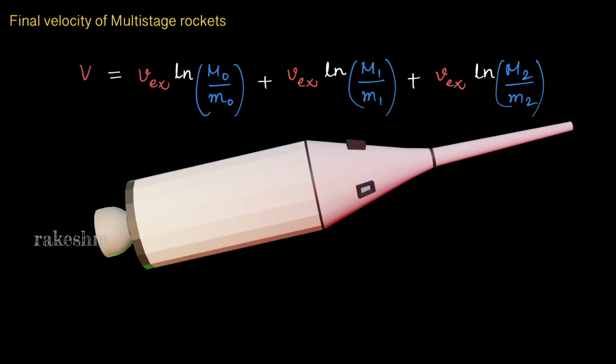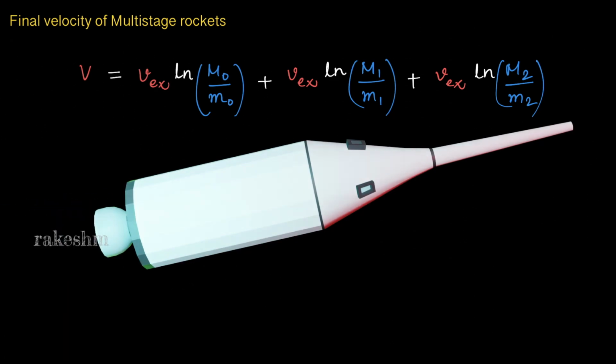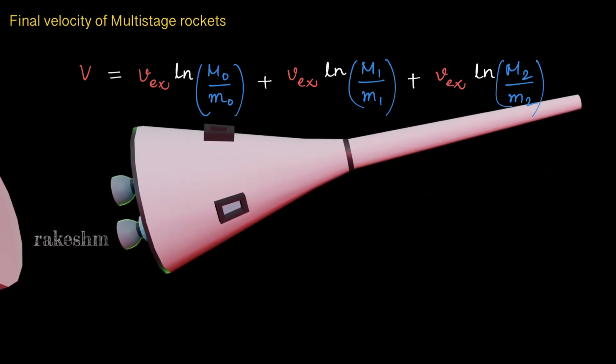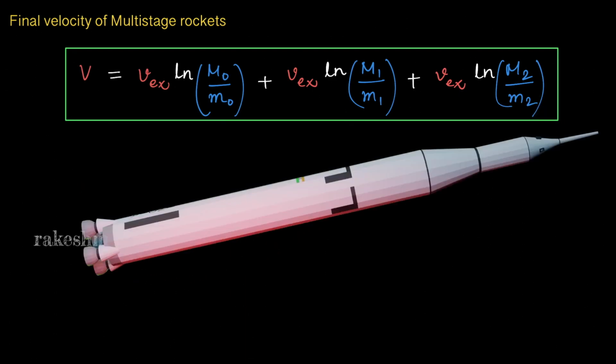Now the engine fires up. The mass of this rocket now, after this fuel is used up, is small m2. Now this part detaches itself from the payload. So now this is the final expression for the velocity of the payload. Let us have a look at the schematic once again.